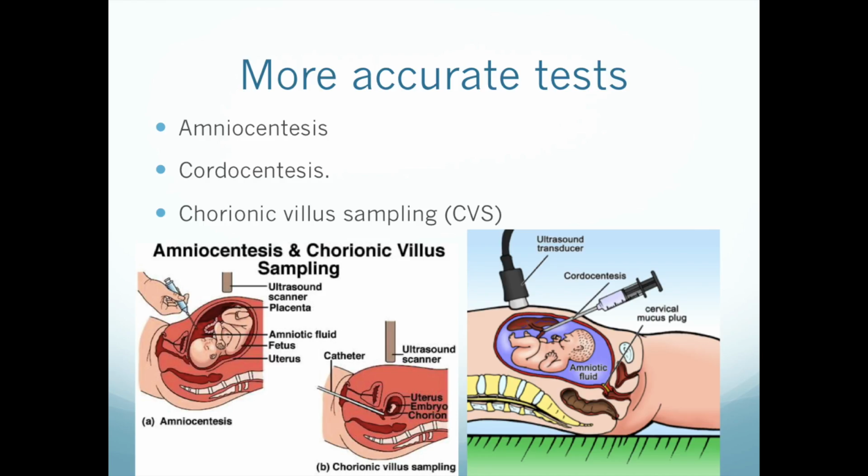There are more thorough and more accurate tests a parent can take in order to be sure their baby is healthy. These include amniocentesis, where a small amount of amniotic fluid is taken from the sac surrounding the uterus for testing. Chordocentesis includes extracting blood from the vein within the umbilical cord and testing it for chromosomal abnormalities. Chronic villus sampling is similar to amniocentesis, although it is done earlier in the pregnancy, between 10 and 13 weeks.